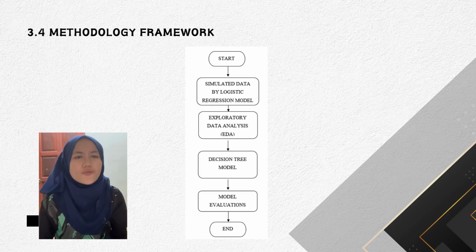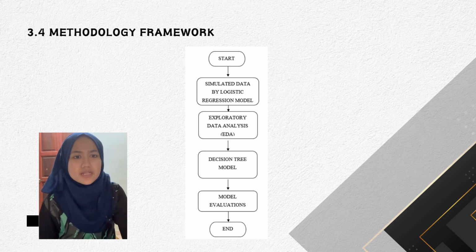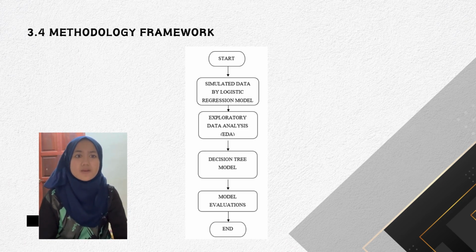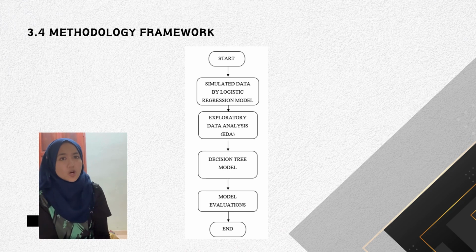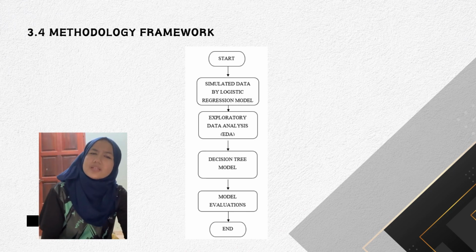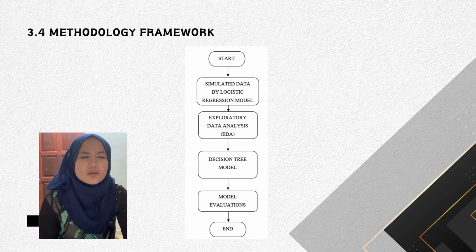About the methodology framework. The figure represents a flowchart outlining a machine learning pipeline, especially involving logistic regression, exploratory data analysis, and a decision tree model. Here is a breakdown of each step. Step 1 is the process start. Then step number 2, simulate data by logistic regression model. Data is generated using a logistic regression model. This suggests that the dataset is being treated synthetically rather than using real-world data.